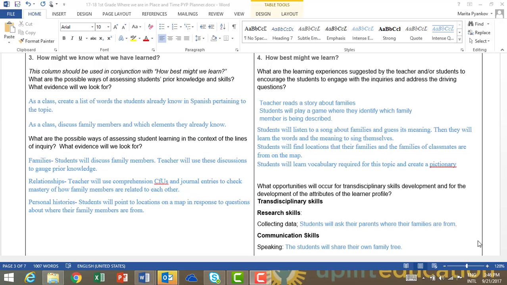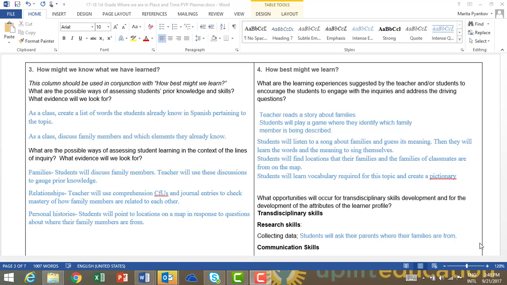I envision this being where we take a little bit of class time and they practice writing, filling out sentence stems for my aunt is my mother's sister, or things like that. For personal history, students will point to locations on a map in response to questions about where their family members are from. So as they're gathering that information from home, bringing it back to school, putting it on their paper that will go with their family tree, we can have a classroom discussion where we look for those places on the map.